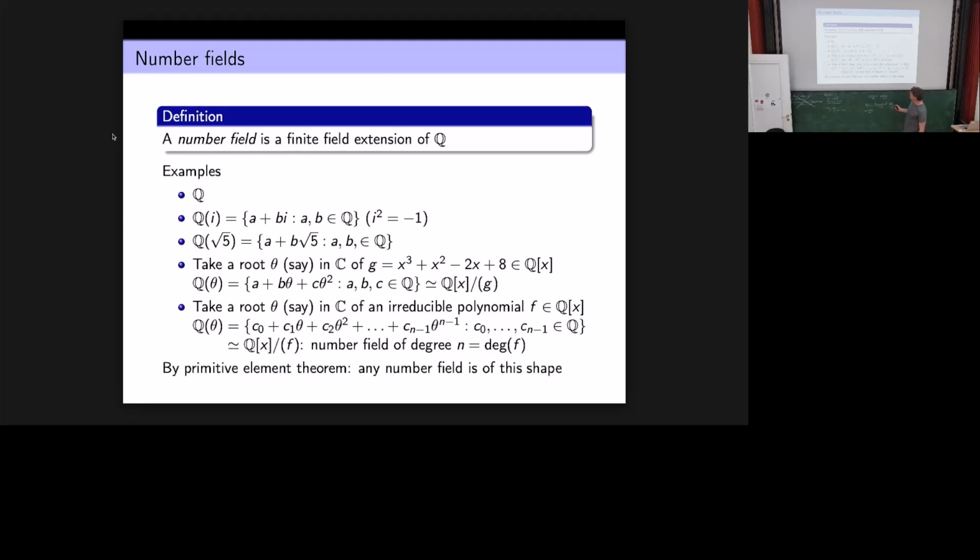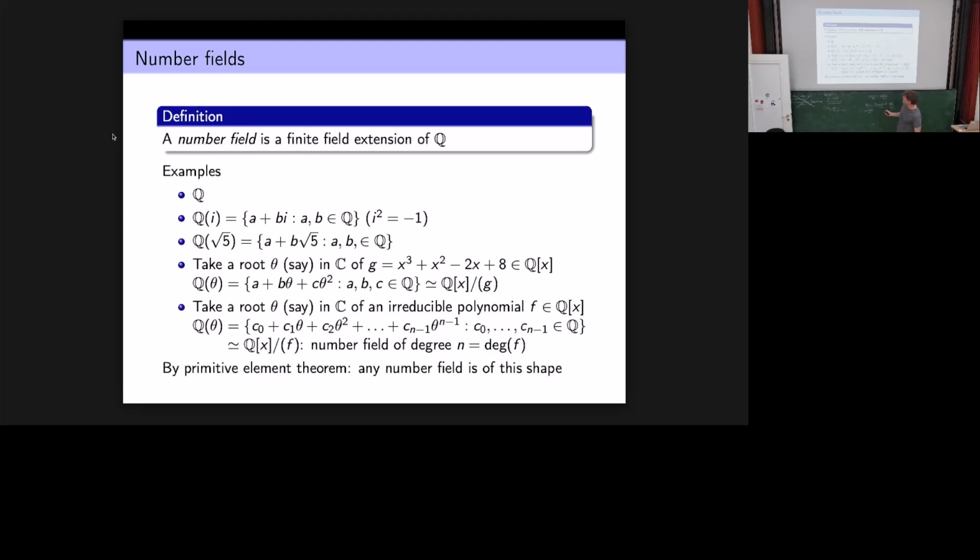A number field is a finite field extension of Q, where finite means it's of finite degree over Q. If you have a field extension of Q and you forget about most of the multiplication, and just remember the scalar multiplication with elements of Q and its addition, then it has the structure of a vector space. A vector space has a dimension, and the degree of an extension of Q is just the dimension as a vector space over Q. Having finite degree means that as a vector space over Q, it's finite dimensional. And so the degree 1 number field is just Q itself.